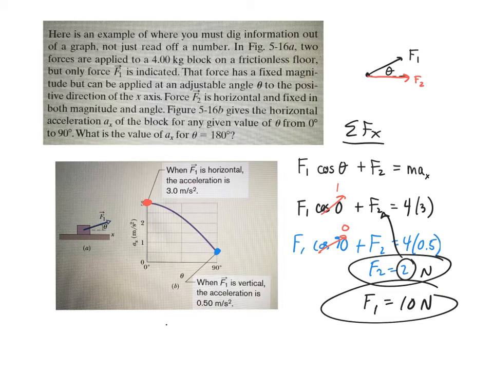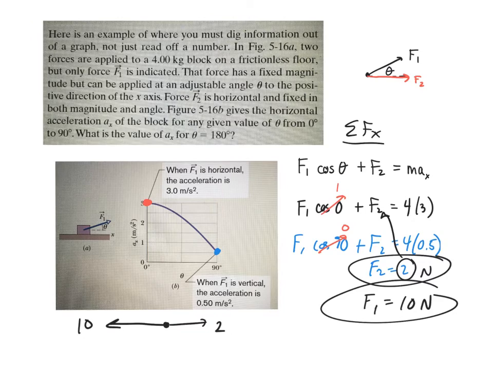So if I draw my new free body diagram, when F1 is at an angle of 180, there's F1 and there's F2. So what's the net force? The net force is negative 8. And then we take that negative 8 and divide by the mass. Okay?